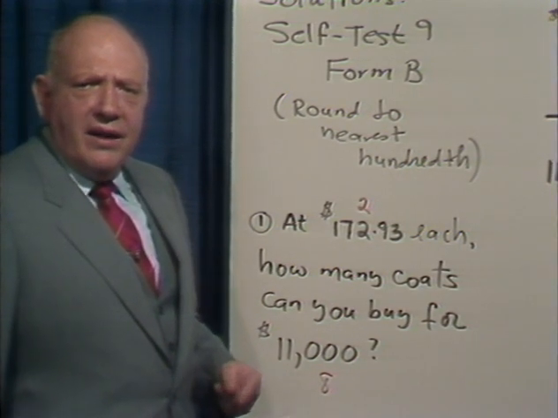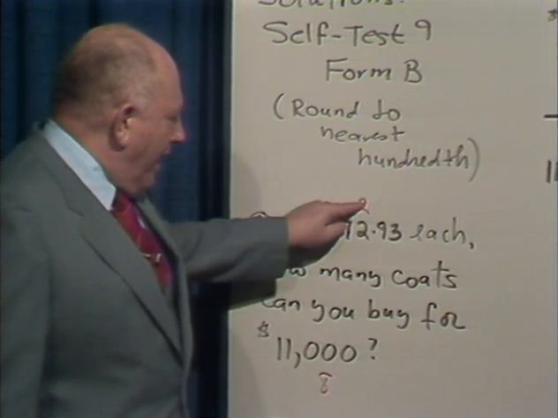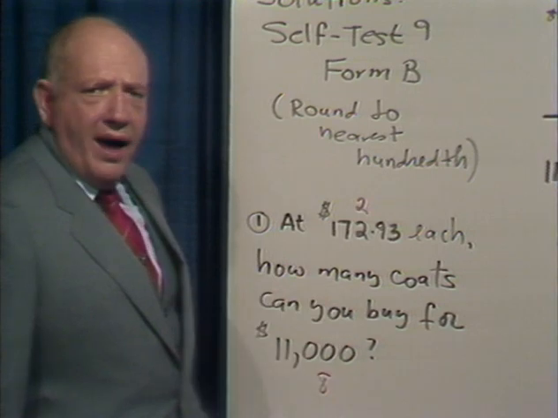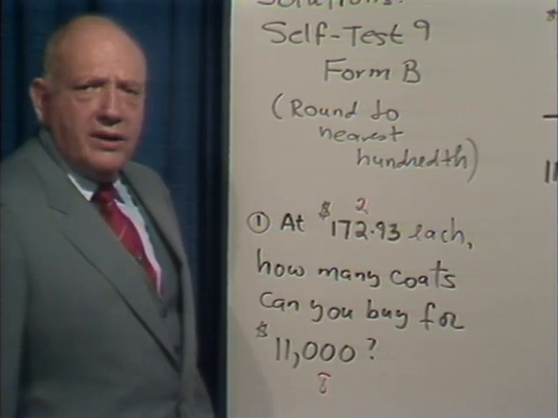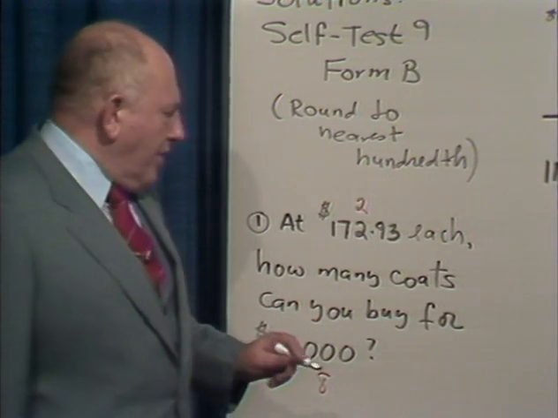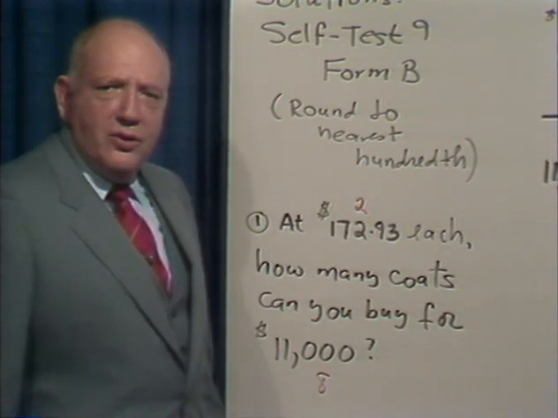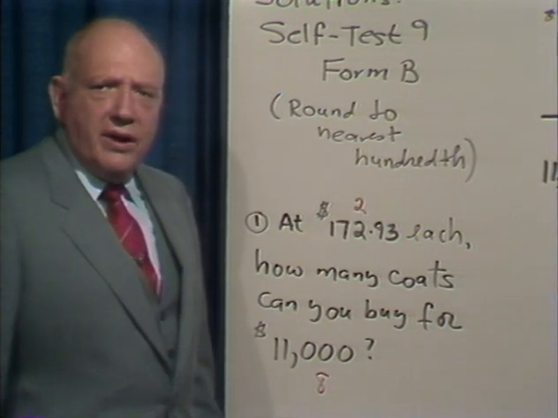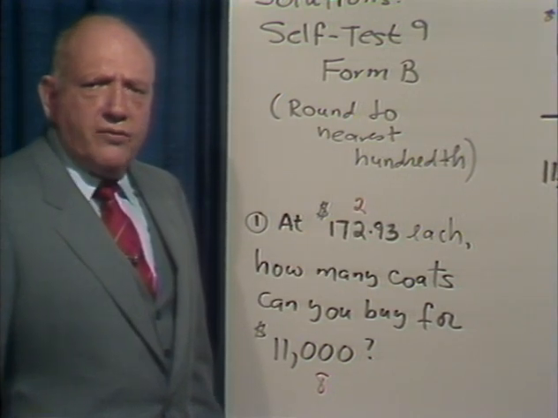How did I get it? 8 divided by 2. So now I just say what? 11,000 divided by 172.93. And you see, that's the advantage of the calculator. See, without a calculator, hopefully 8 divided by 2 doesn't bother me. But 11,000 divided by 172.93 might be a little bit more troublesome.